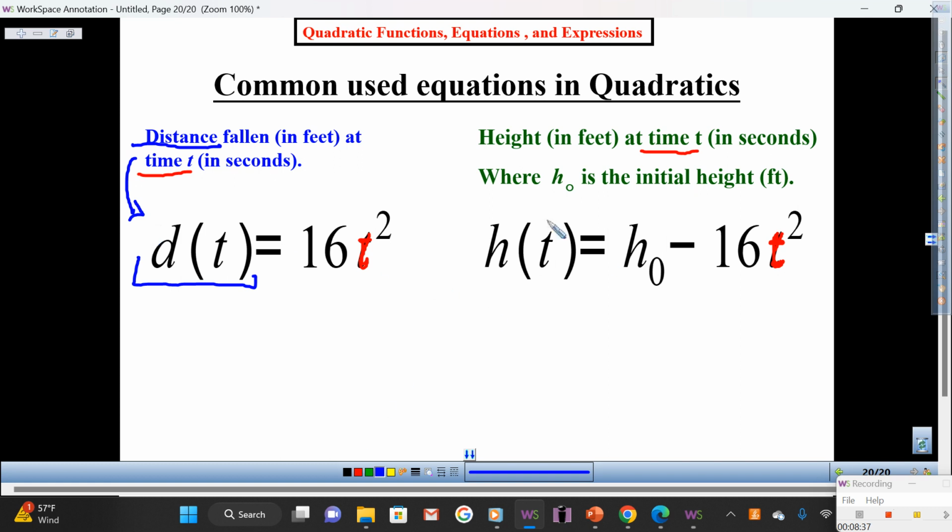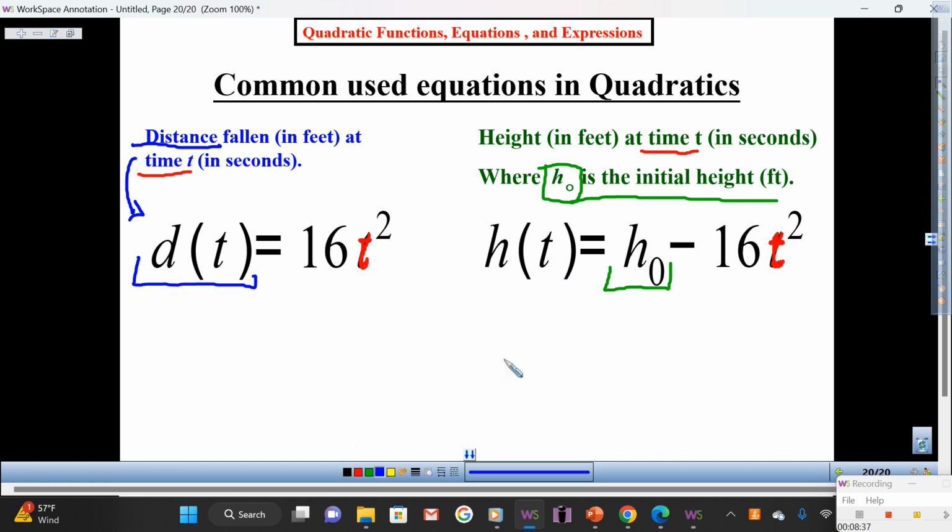The second formula says height in feet. However, it also says where h of o is initial height. So this part, box it in green, that's the initial height. So just label this one in green. So like that, whenever we get to a problem and I use green, that means that we're going to substitute for that, which leaves us with the other one that says height in feet, which is this one.